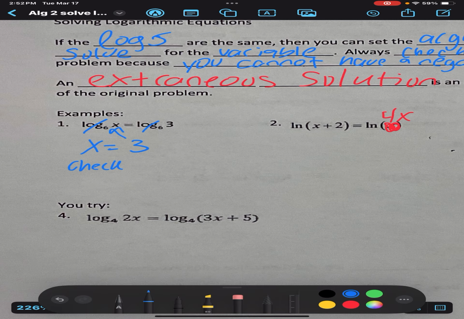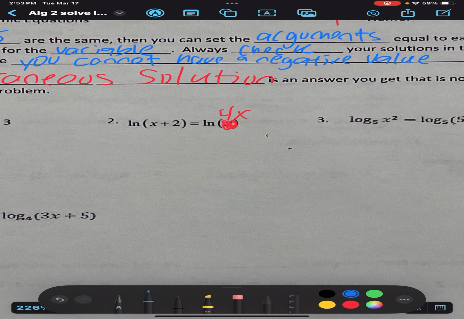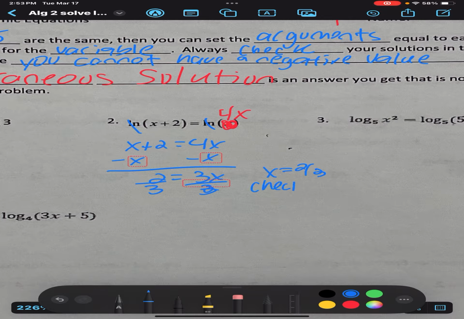Happy days. Next one, I have ln of x plus 2 and a 4x. Since ln is on both sides, I can ignore it on both sides, and I get x plus 2 equals 4x, and now I just solve for my variable. Subtract x. I don't know why there's a box around that. And I get 2 equals 3x, divide by 3. Just making sure you're paying attention. And I get x equals 2/3. Again, we check. If I plug this in here, or if I plug this in here, that just gives me positive answers. So easy's good.